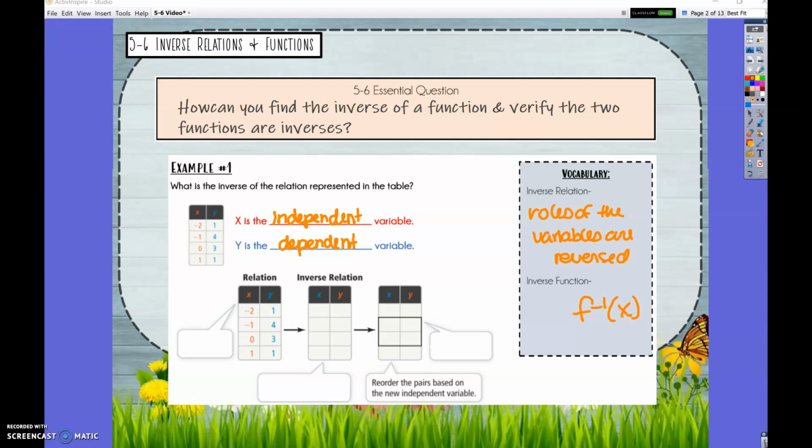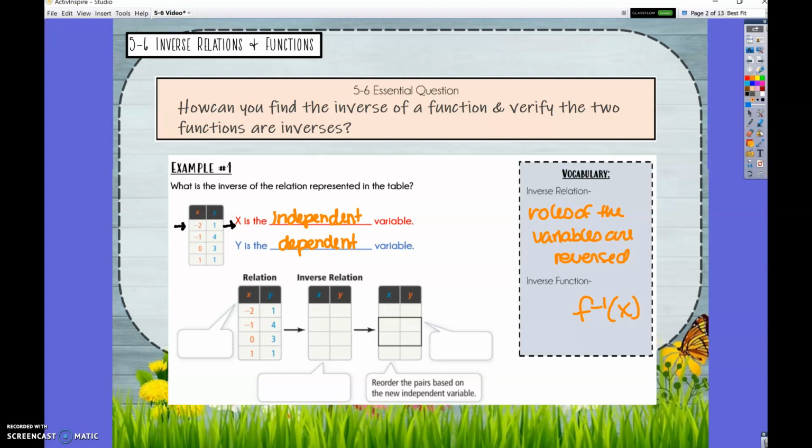For lesson 5-6, we're looking at inverse relationships and their functions. So it is important to note what a function actually is. You might recall from a previous course that when something is a function, you substitute in an x value and a specific y value will come out of the function.